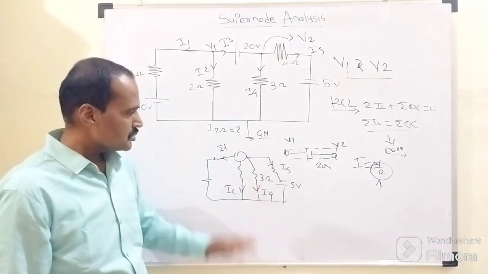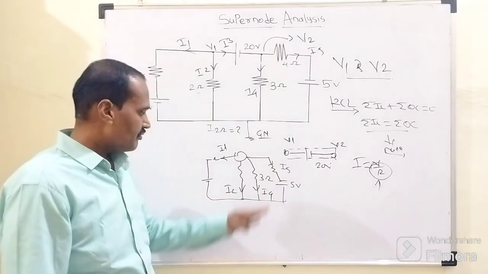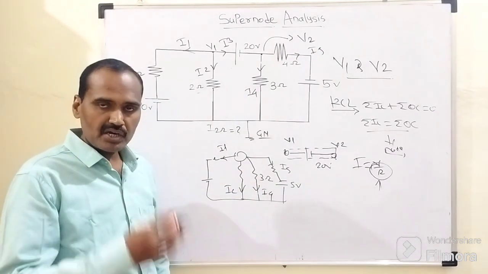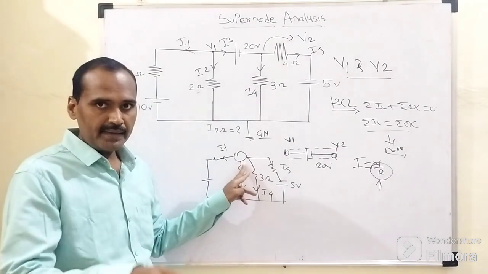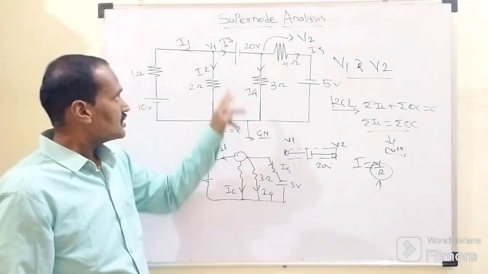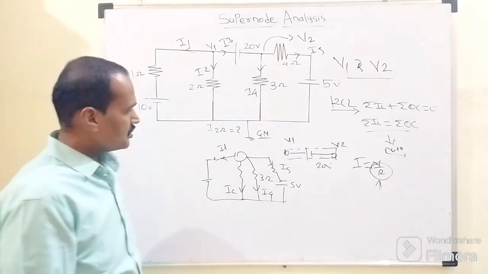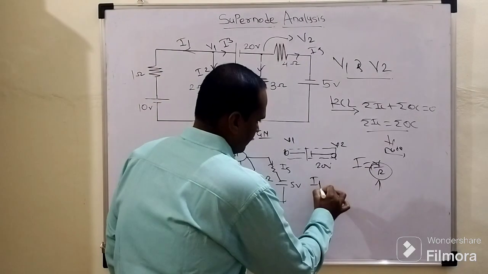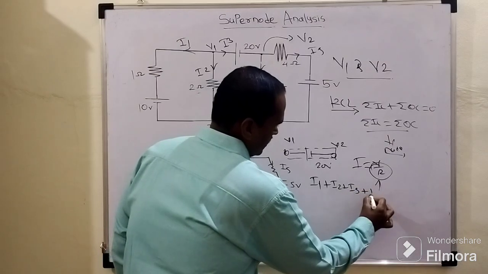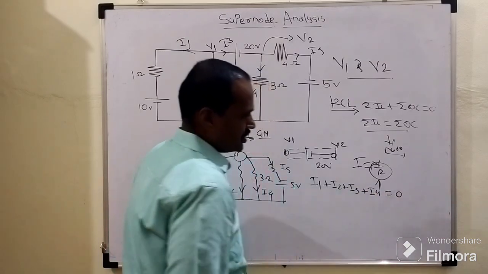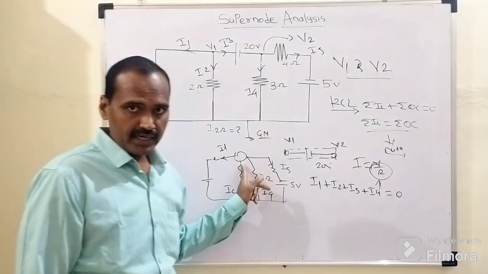How many branches are associated with that supernode? 1, 2, 3 and 4. And the direction of all these branch currents is considered outgoing from that node, right? At that particular moment, we need to apply the Kirchhoff current law at this supernode. So I1 plus I2 plus I3 plus I4 equals 0. This will be the current equation at this supernode, right?